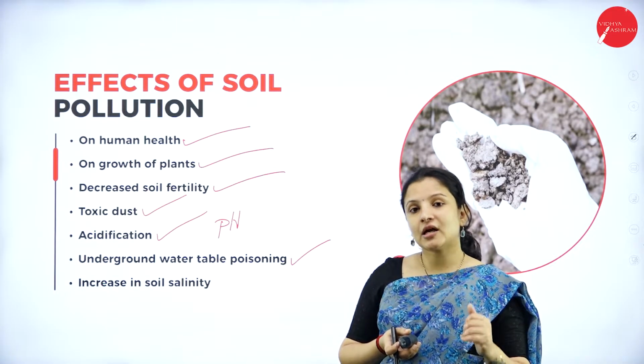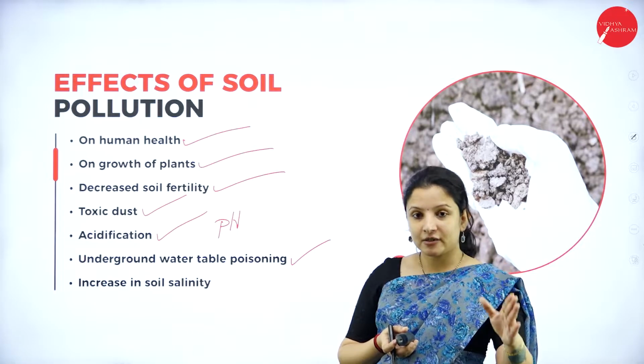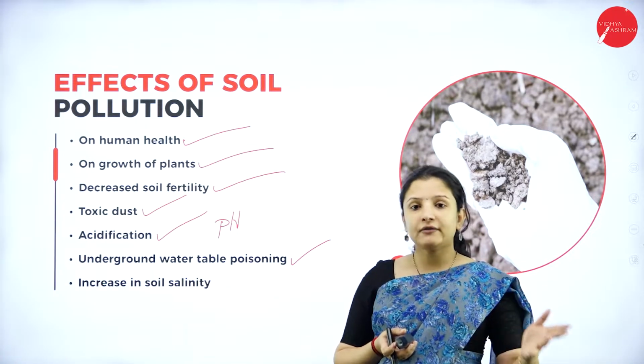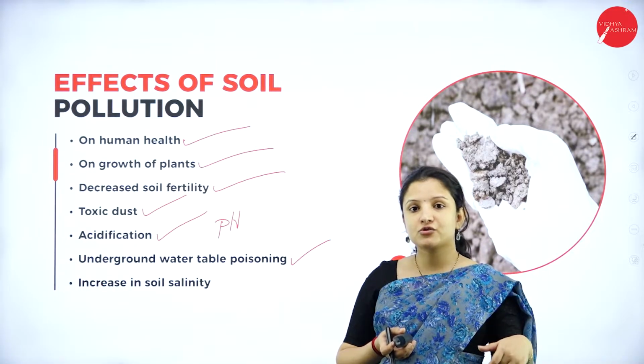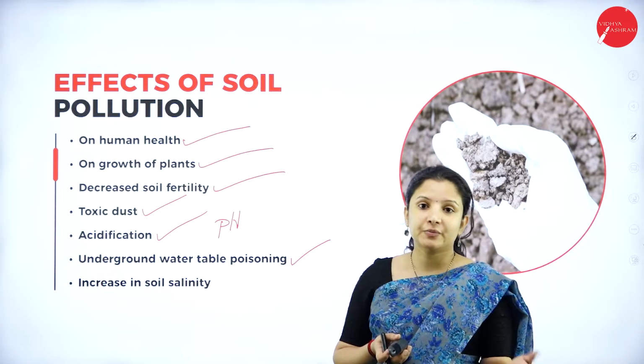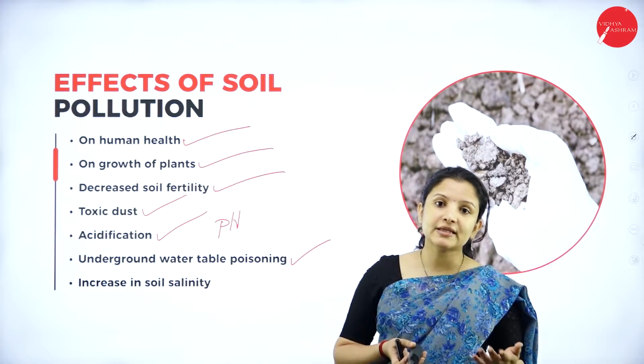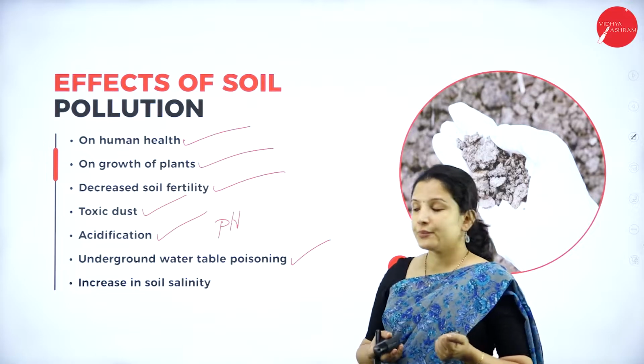Now, if it pollutes the underground water table, the nearby wells can get polluted, the bore wells can get polluted, and when human beings consume such water, a lot of health effects will be seen in them, right? So that is how underground water table poisoning can occur because of soil pollution.